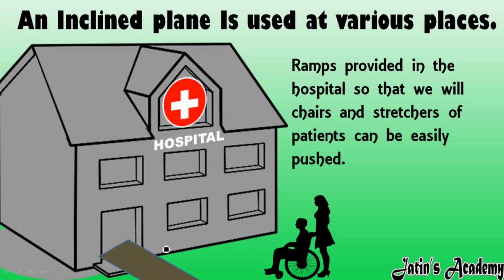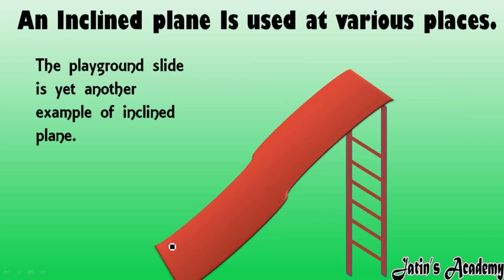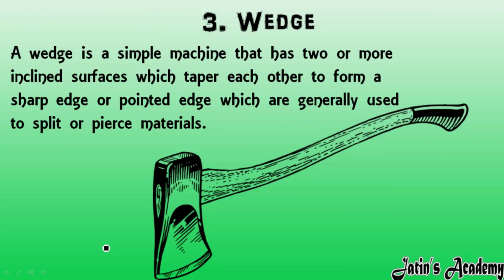Next we are having, this is your favorite example, playground slide. So maybe now you are going to link it with your daily life. The playground slide is also another example of inclined plane. Means by applying even though less force, you are coming with a more force here. Okay. So next kind of simple machine we are having is a wedge.